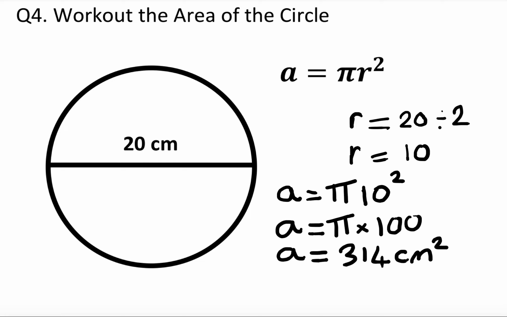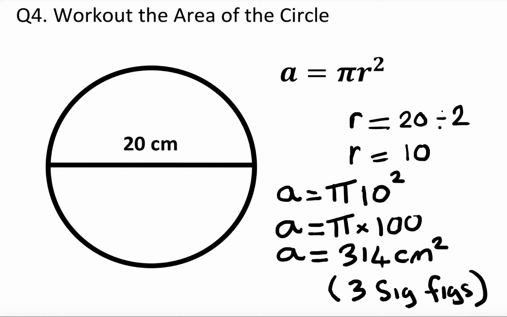And the final bit we want to put in here is that we've done it to 3 significant figures. So we've only used 3 figures. So we'll just put that underneath: 3 significant figures. May get you an extra mark in the exam, but the answer is 314 centimeters squared.